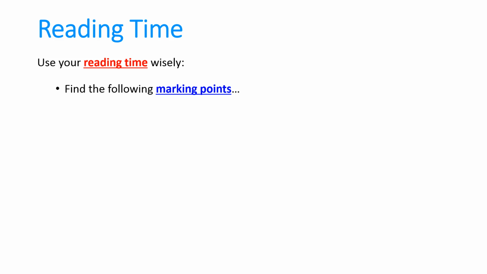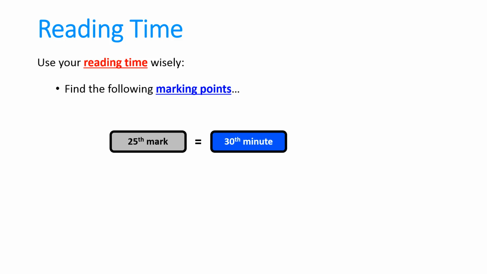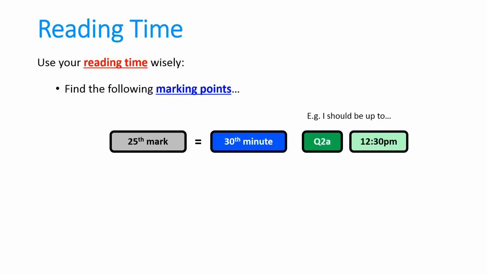Using reading time, I think the important thing is to find some marking points. What do we mean by that? I reckon there's 100 marks, so go and identify where the 25th mark is, and remember that should take you half an hour. So for example, that could be question 2A. Depending on what time the exam is, let's say the exam started at 12, you can write this down as soon as writing time starts: I need to be up to that by 12:30.